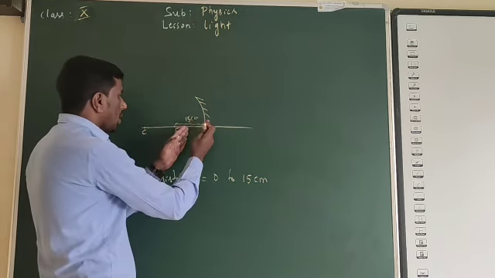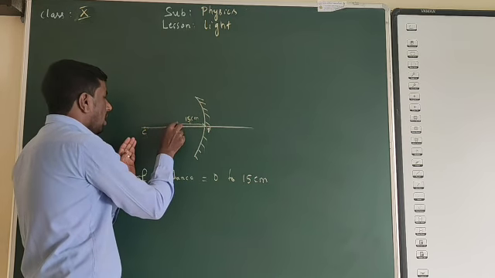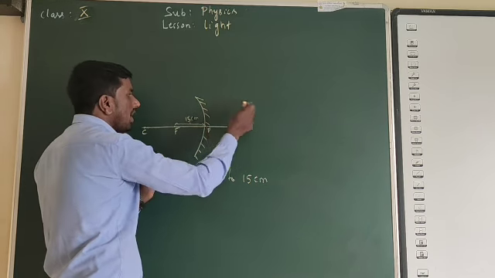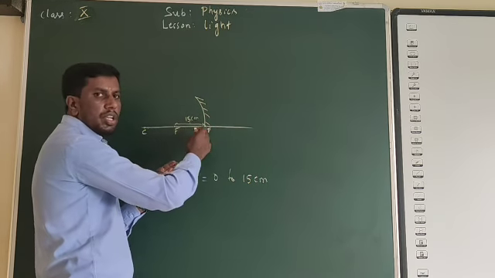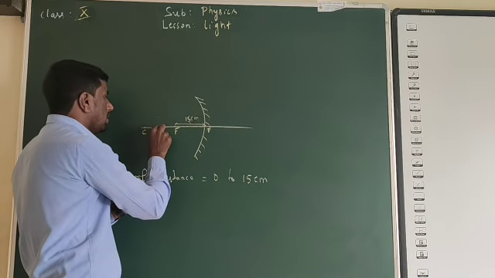If you keep the object beyond 15 cm, that means at F only, you will not get an erect image, you will get an inverted image, right? If you are keeping the object here, what will happen?